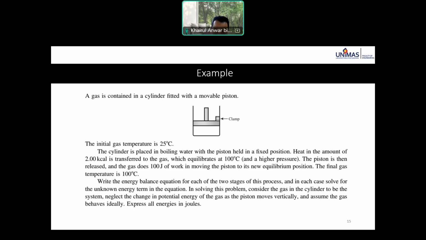Write the energy balance equation for each of the two stages of this process. In each case, solve for the unknown energy term. In solving this problem, consider the gas in the cylinder to be the system. Neglect the change in potential energy of the gas as the piston moves vertically, and assume the gas behaves ideally. Those are the key words: neglect the change in potential energy, assume the gas behaves ideally. So it's an ideal gas. Express all energy in joules.